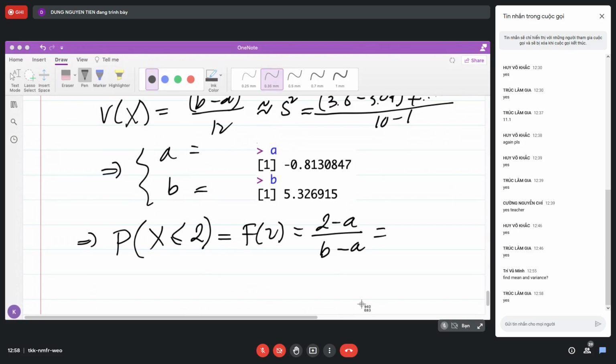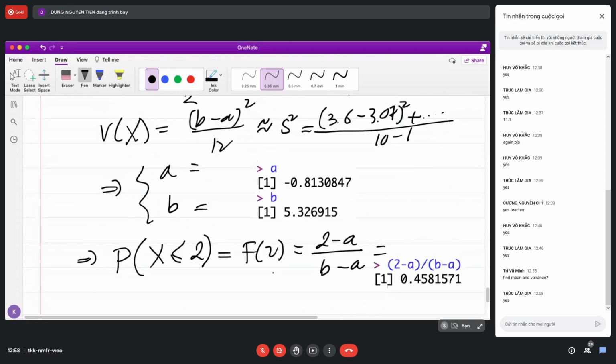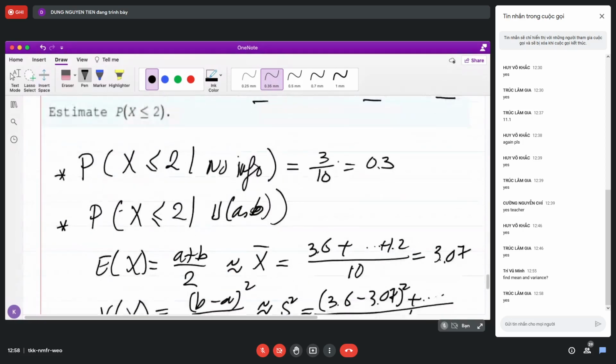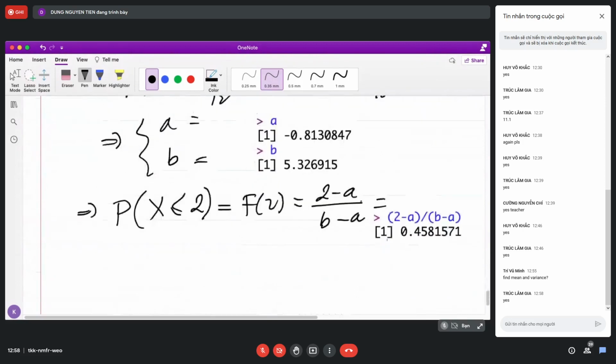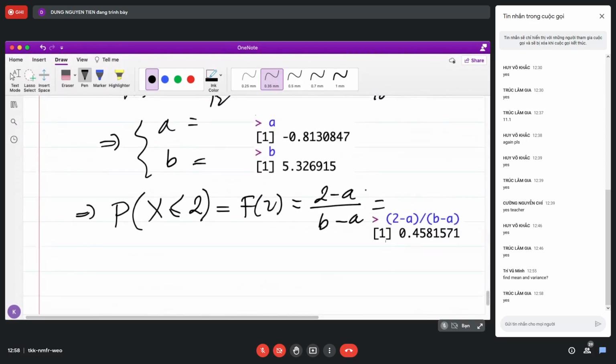And the answer in this case is about 45%. Okay, the answer is 45%, not 30%. So if you have no information, it is 30%. But if you do know that the distribution is a uniform distribution, then you get this probability. Okay, 45.8%. Are there any questions so far, everybody? Is that clear, everyone?